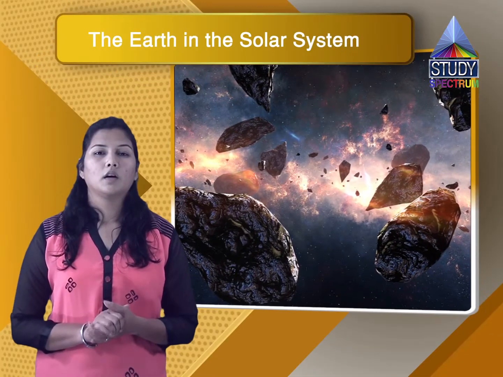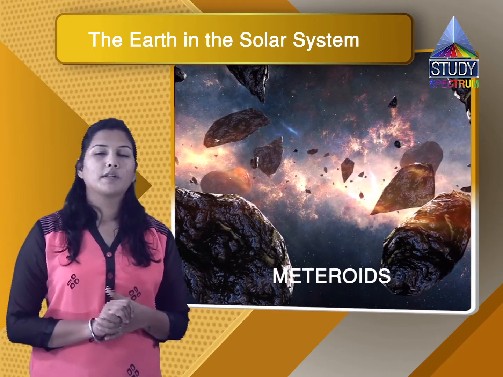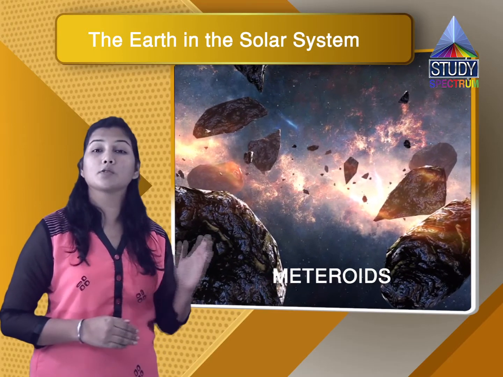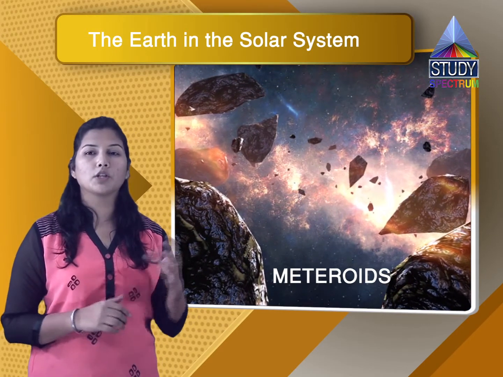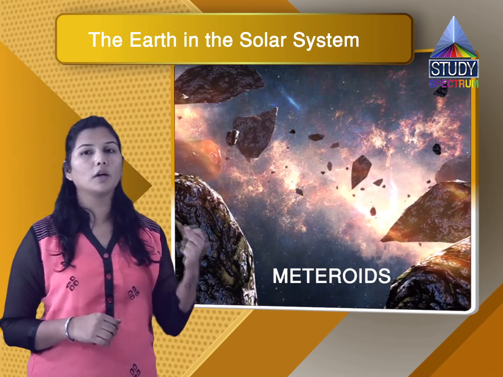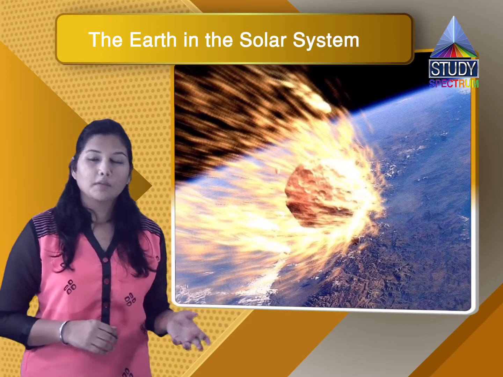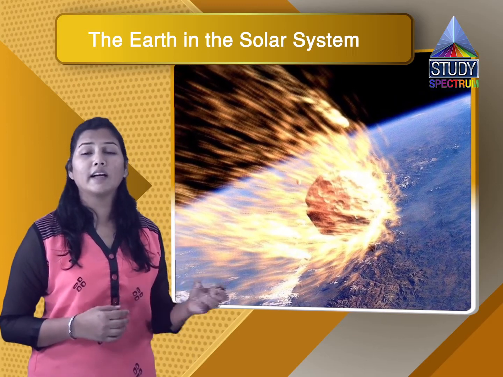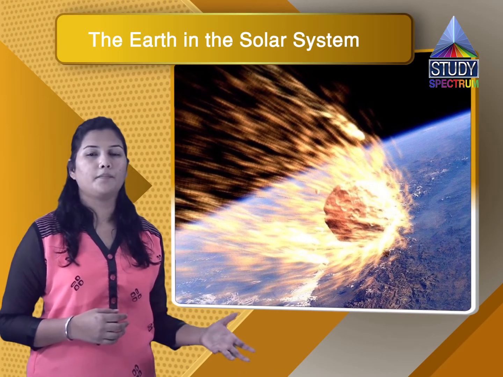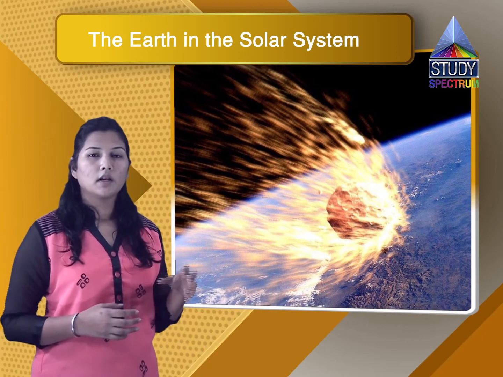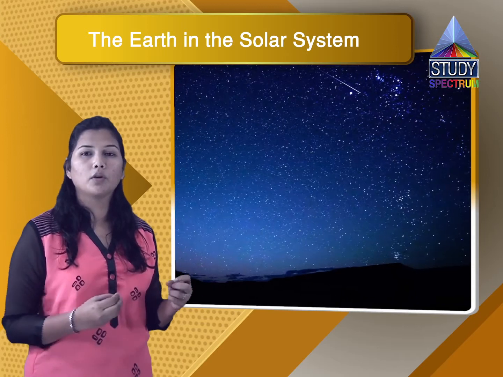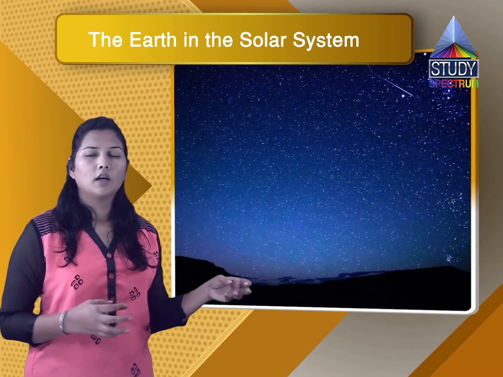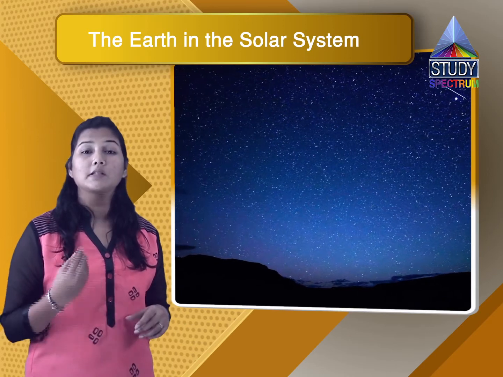Let's come down to meteoroids. Now we're going to talk about meteoroids, which also form a part of the solar system. What are meteoroids? These are small pieces of rocks which move around the sun, called meteoroids. Sometimes these meteoroids come near the Earth and they fall on it. But during this process, there is friction with the air, because of which they get heated up and they burn, which causes a flash of light. In layman's terms, it is known as a shooting star.